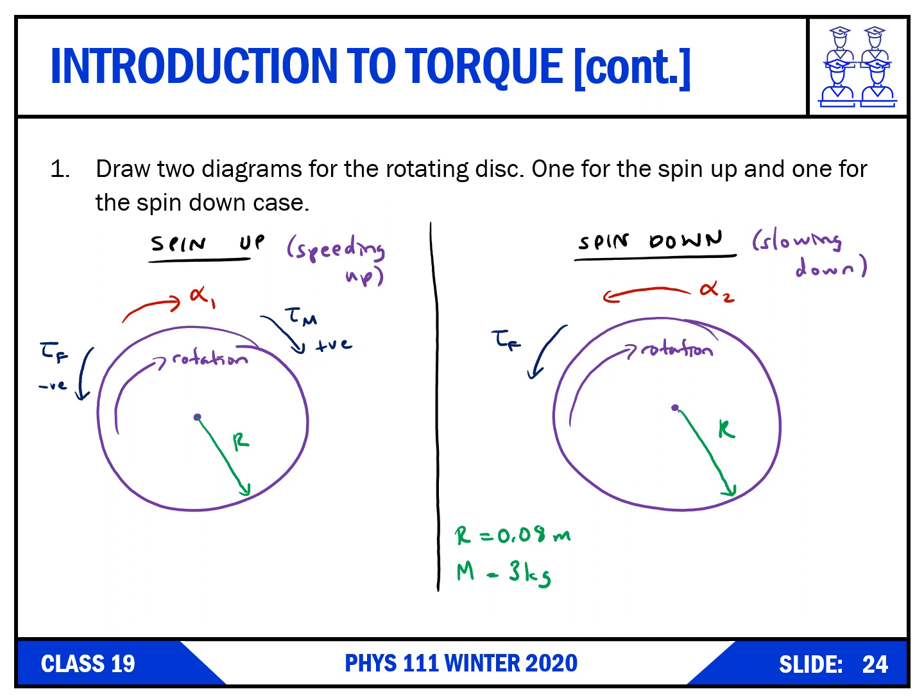Okay, so we have these two different cases, and we're now going to look at each case individually because one is spin up, the other is spin down, and we're going to come up with two separate equations for the net torque.